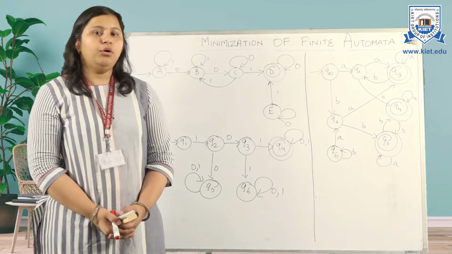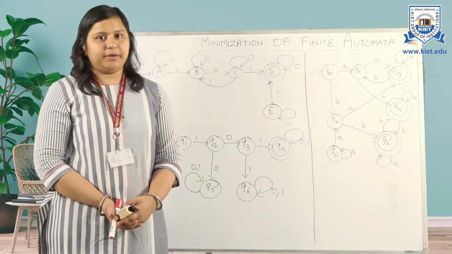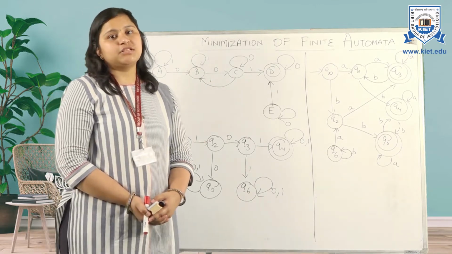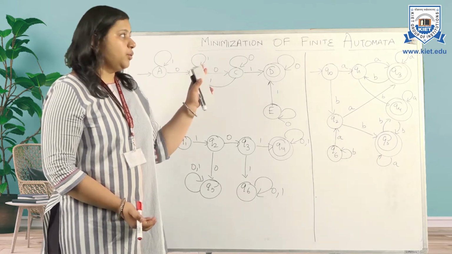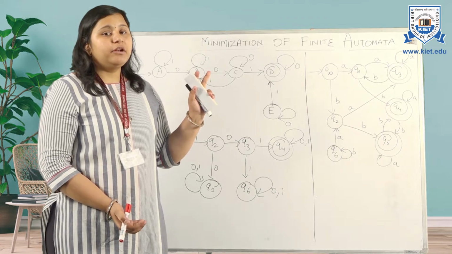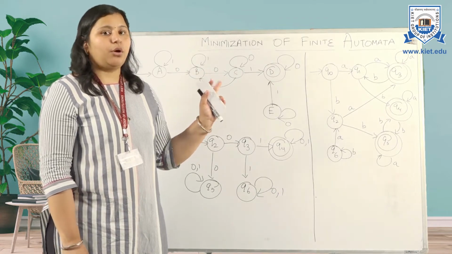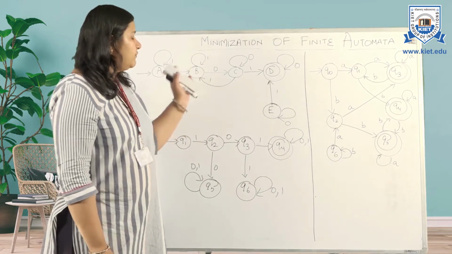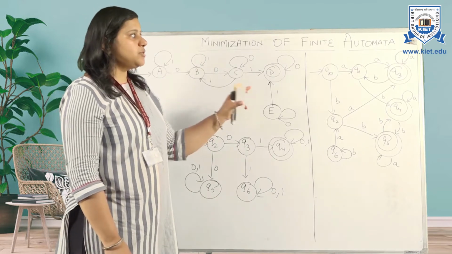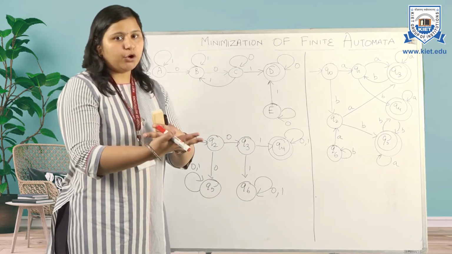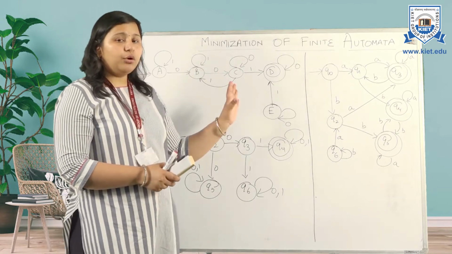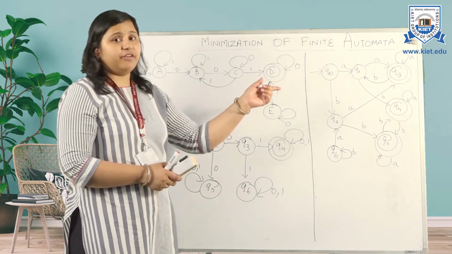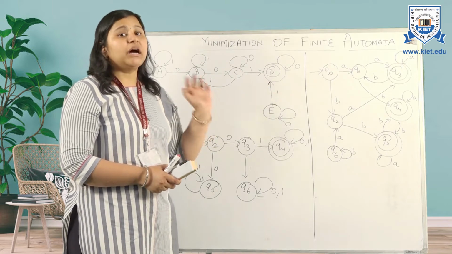Today we will talk about minimization of finite automata. What is the meaning of minimization of finite automata? Basically, in this topic we will reduce the number of states in an automaton. We will minimize the automaton so that the output automaton will be equivalent to the input automaton. But before going through this topic, I'll tell you about unreachable states.